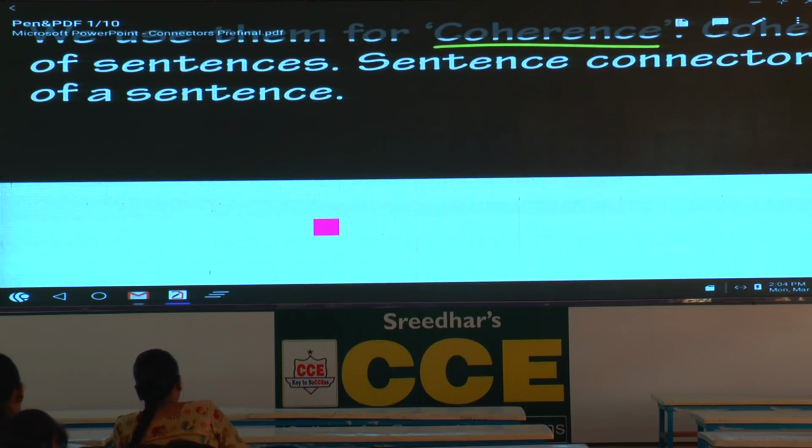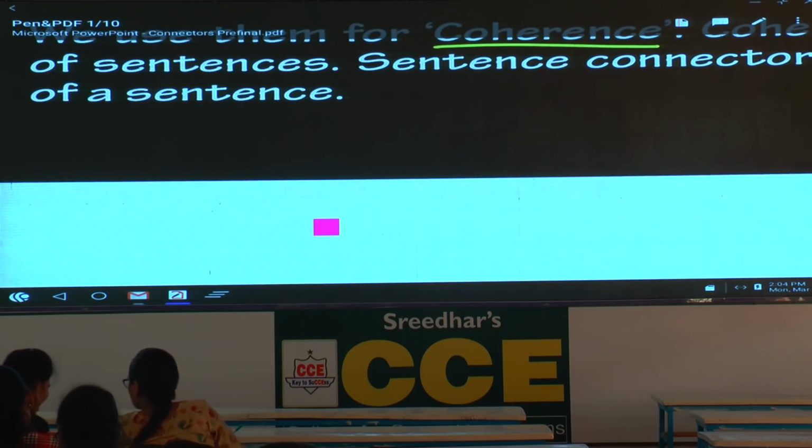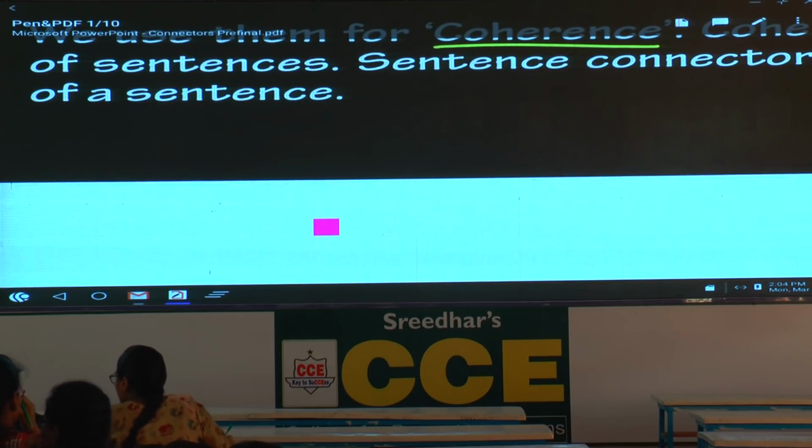So 3 points here. What is synthesis? You take 2 or 3 simple sentences and you create a new sentence which could be a simple, compound, or complex sentence. That is what we call synthesis. Second question, what are connectors? Connectors are words used to link larger groups of words like phrases, clauses, or sentences.